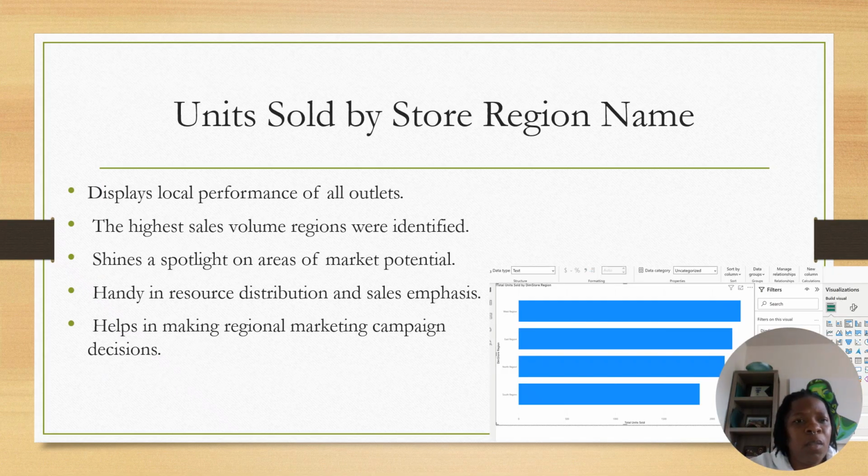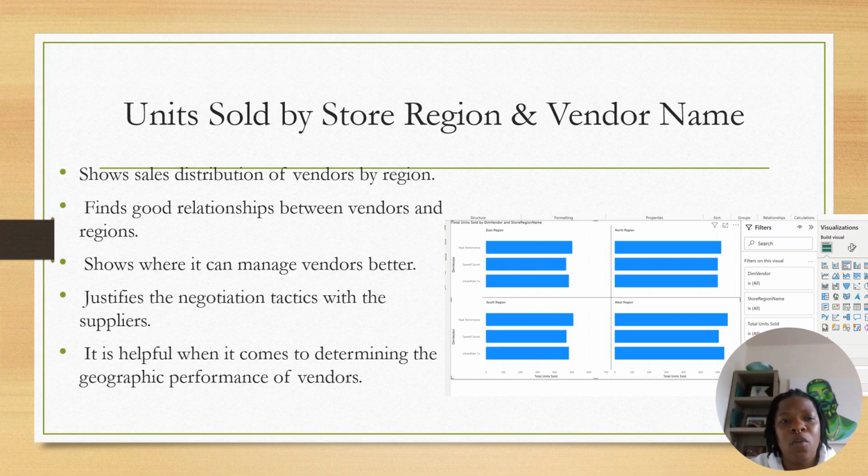Here you can see units sold by store region name. The table is right here on the right-hand side of the screen. It displays local performance of all outlets, shines a spotlight on areas of marketing potential, and helps in making regional marketing campaign decisions.